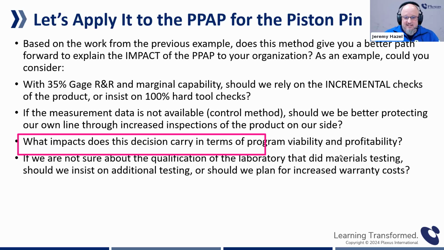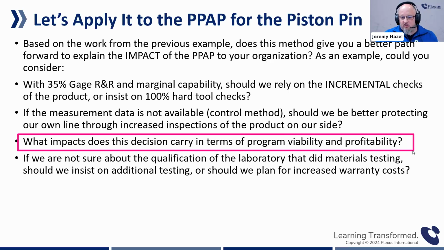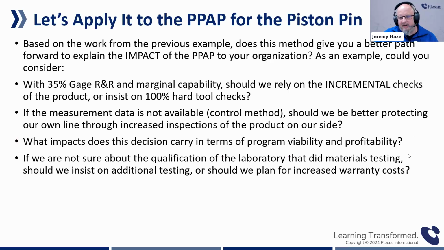What impacts could this decision have in terms of program viability or profitability? What does the decision carry, right? Let's say that you're making 15% margin, but now it's going to be $50,000 to bring on this new gauge. What does that do to the profitability on the piece price? And lastly, oh, I think we might have lost the.